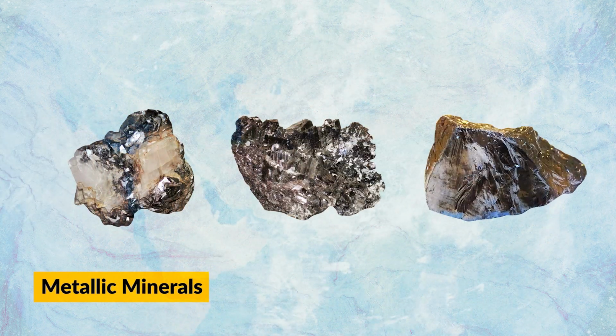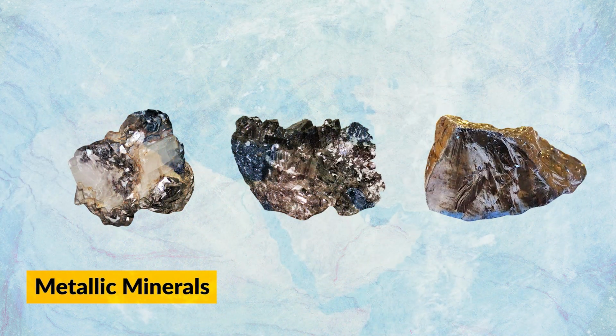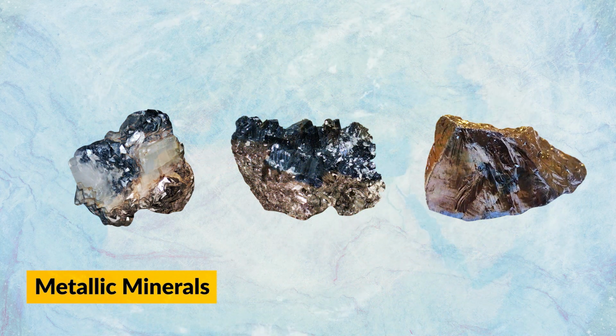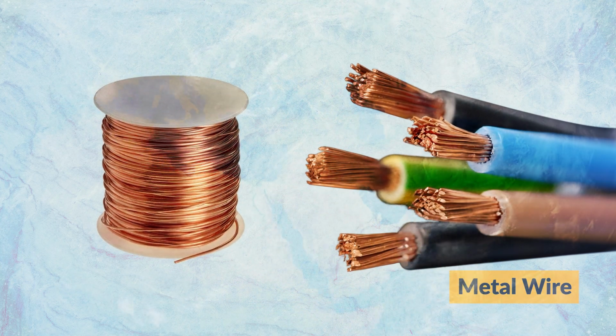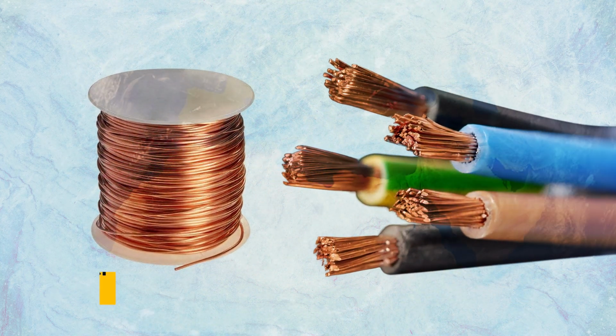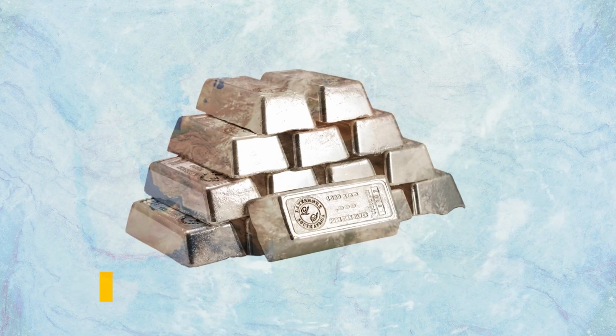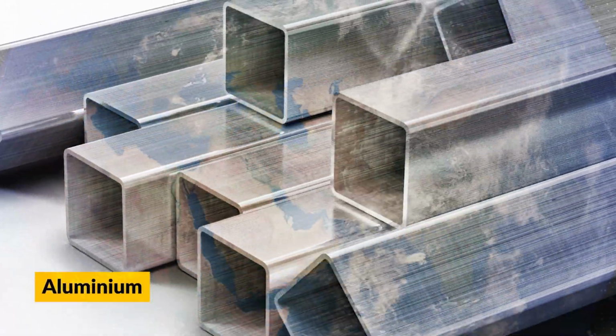What do you think? Are all the minerals of the same type? No. Some minerals contain metals and are known as metallic minerals. Can you guess the names of metallic minerals? You can look around and think of some metal. Should I give you a hint? A metal wire exists inside this electric wire. Can you name the metal now? Yes, it is copper. Other metals are gold, silver, iron, aluminium, etc.